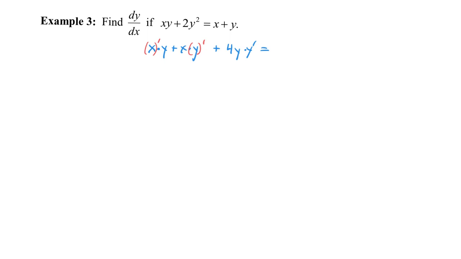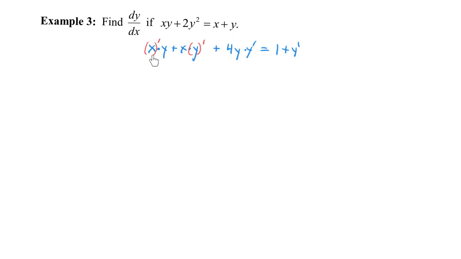Equals, well, the derivative of x is 1, the derivative of y is y prime, right? And the reason these are different is because I'm differentiating with respect to x. The derivative of x with respect to x is 1. The derivative of y with respect to x is just dy dx, or y prime. Okay, so let's go through and finish these.